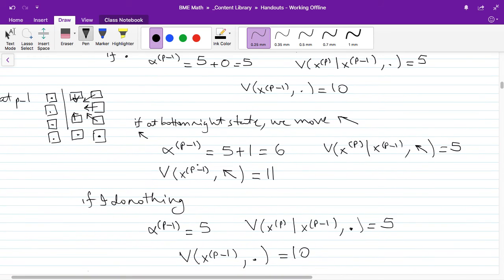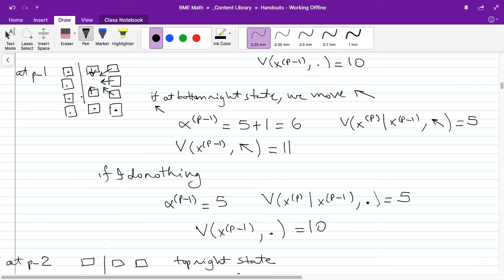I need to do it. I forgot to do it here. I missed something. We computed actions for every state, but we also need to know the value under the optimum policy at every state. All right, I forgot to do that. So we did our first one, which was at the bottom right state.